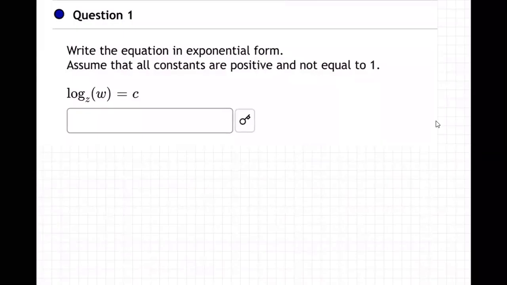Okay. So how do we do this one? This is number one here. So basically, we're looking at changing. What they're asking us to do is to write the equation in exponential form. Exponential form. What you might not be very familiar with, I'm just going to assume you know nothing about logarithms, and take it from there.